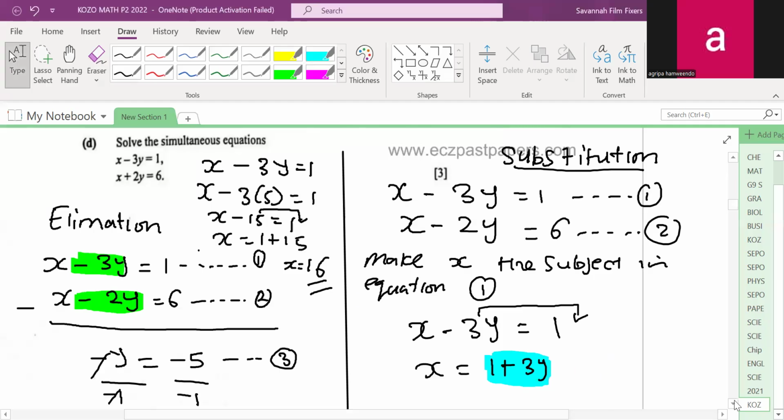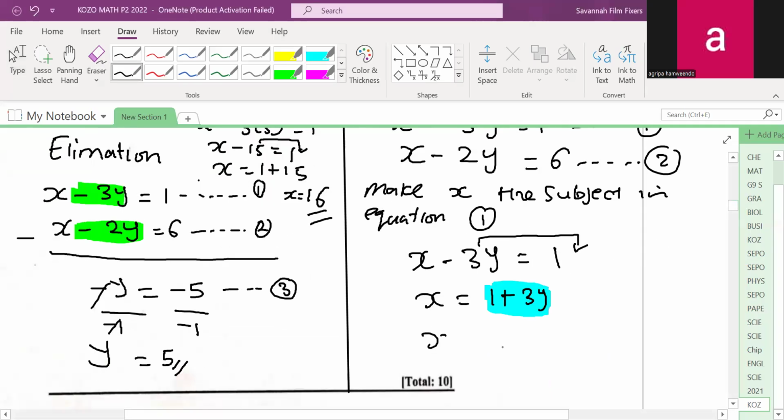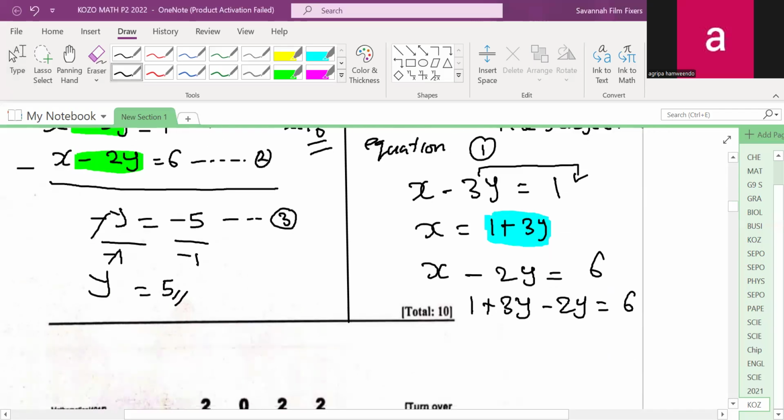So we'll go where there is equation 2 here. Equation 2 is x minus 2y is equals to 6. So where there is x, we'll put 1 plus 3y minus 2y is equals to 6. Eventually, the 1 can cross over, and 3y minus 2y will be y, right?